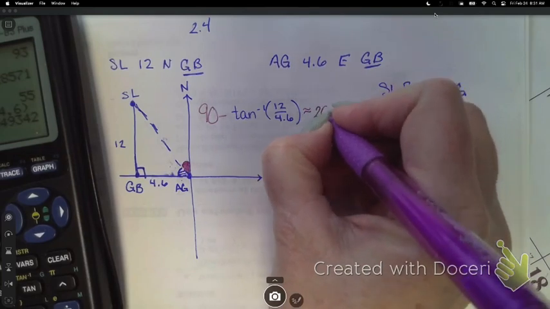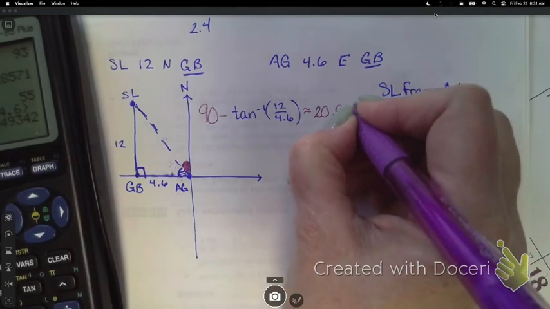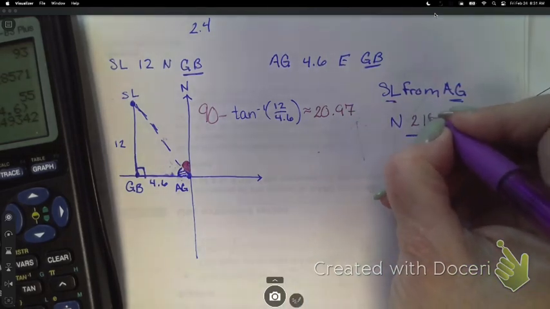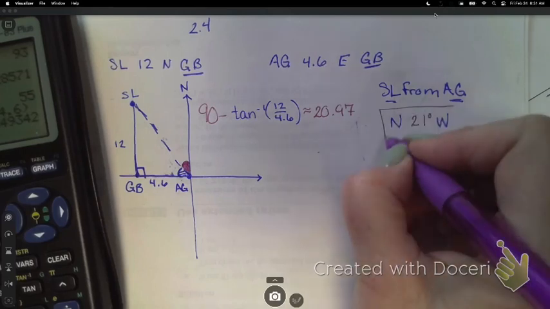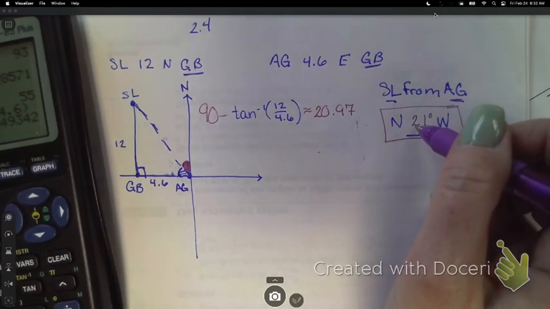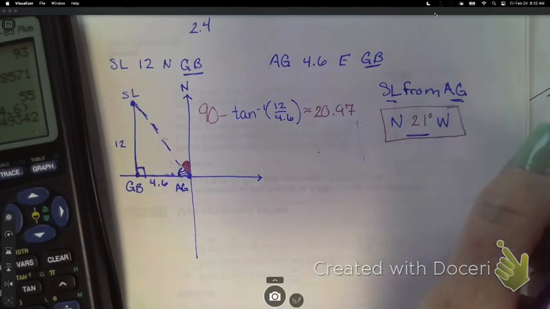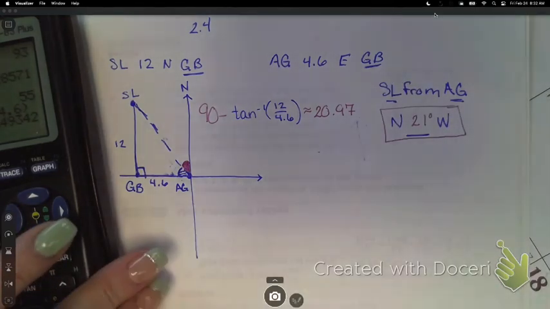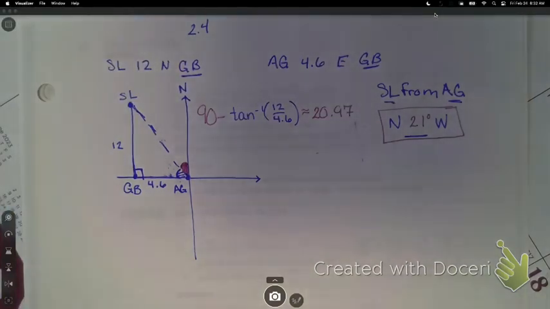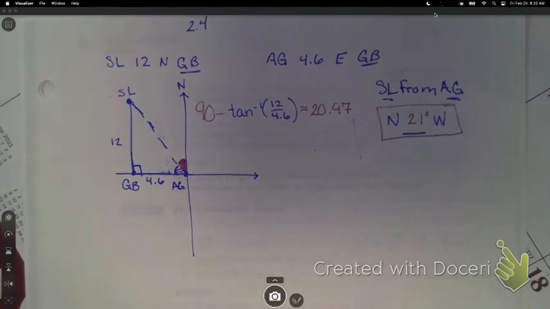I get approximately 20.97. So approximately 21 degrees. So my bearing from Aurora Grande to San Luis is north 21 degrees west. Does that make sense? How did you know to write it on the west side and not the other north side?